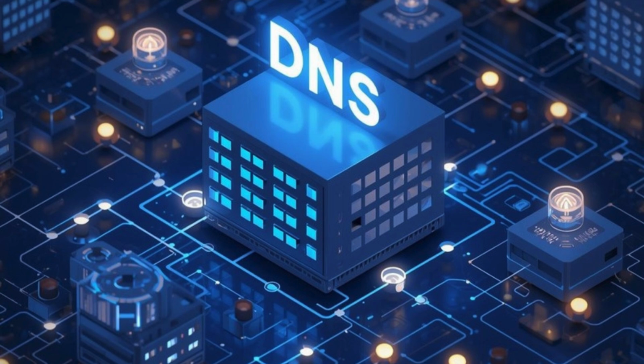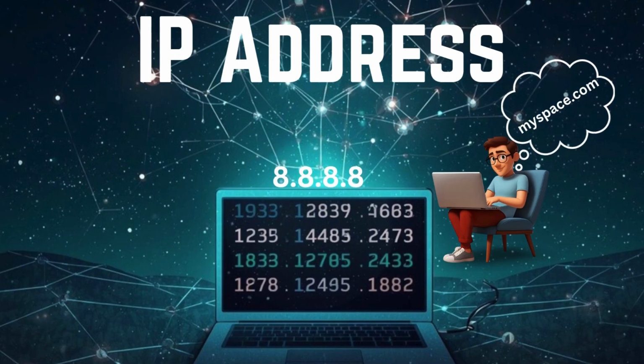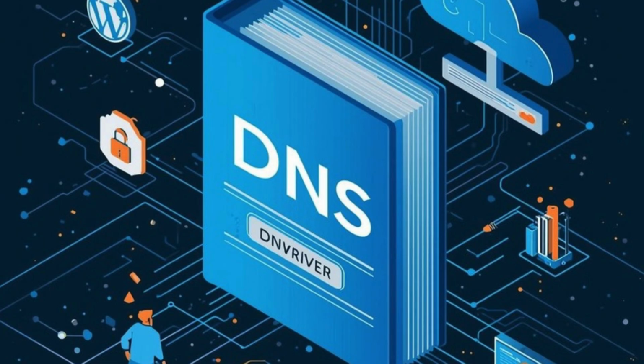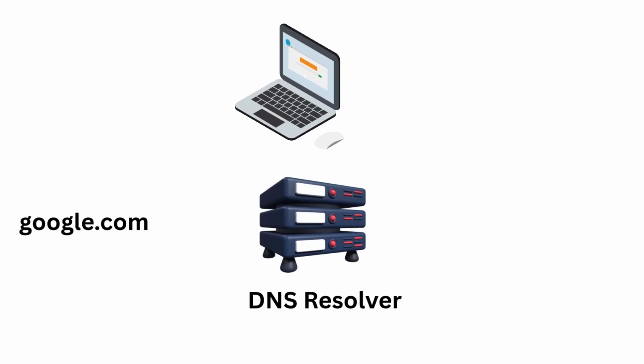You, the human, prefer easy names like myspace.com. But computers only speak in numbers, known as IP addresses. DNS is the Internet's phone book, translating those memorable names into the specific, computer-readable IP addresses.